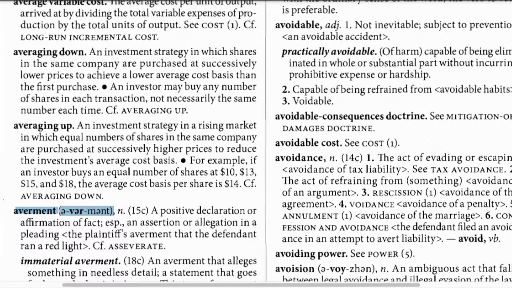Averment. Noun, 15th century, a positive declaration or affirmation of fact, especially an assertion or allegation in a pleading. So there we go, a positive declaration or affirmation of fact. So that's a positive declaration or allegation in a pleading. Plaintiff's averment that the defendant ran a red light. So it's a positive declaration. I get it. The plaintiff's averment.